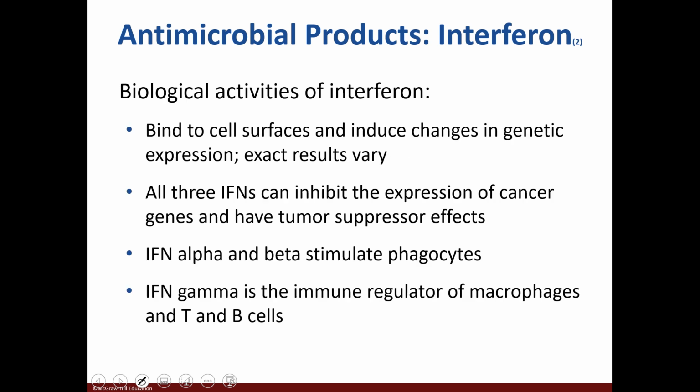So how do these interferons work? They exert their effects by binding to the surface of the cell and causing changes in genetic expression. All interferon types inhibit the expression of cancer genes. Alpha and beta interferons enhance the effects of phagocytes, and gamma regulates macrophages and lymphocytes.